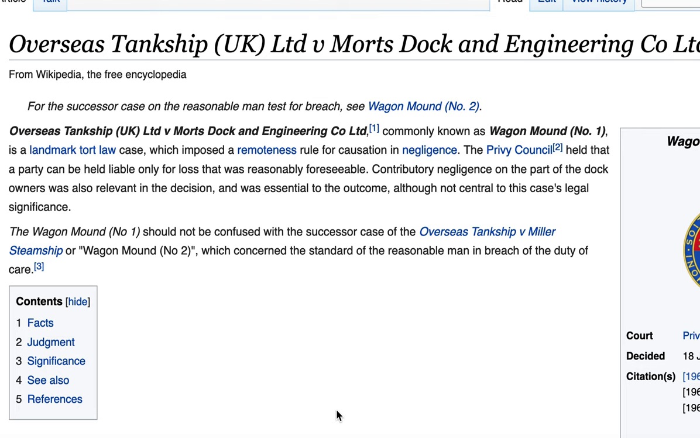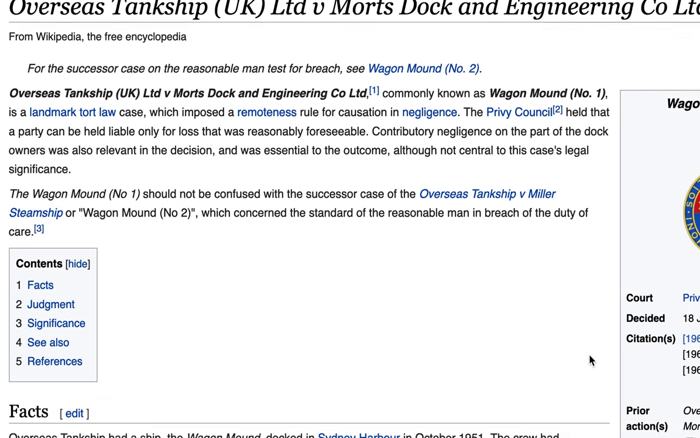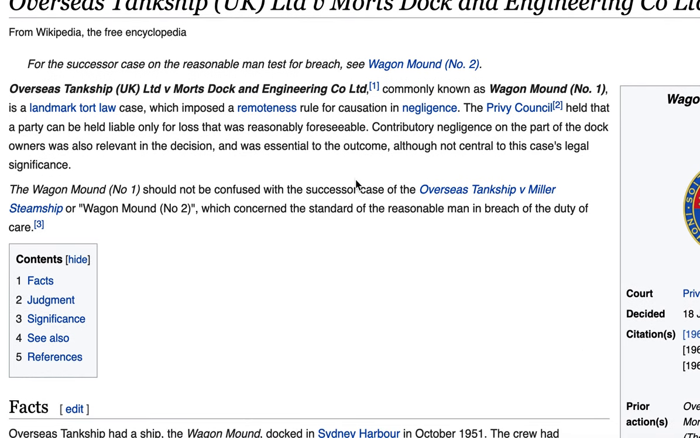So who's going to pay? You did this, you came in, and it caused this, and but for this. Well, but for is not enough. Even if you caused it, even if you were deemed negligent, or if we're going to substitute, they also want a legal cause, a proximate cause. The Privy Council held that a party can be held liable only for loss that was reasonably foreseeable, and that's what I just said.